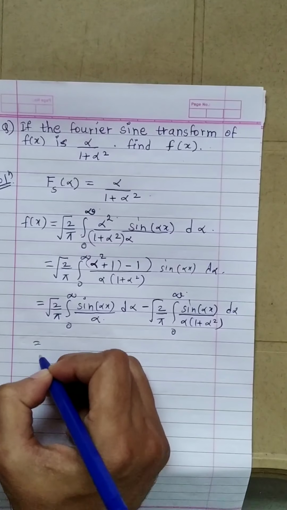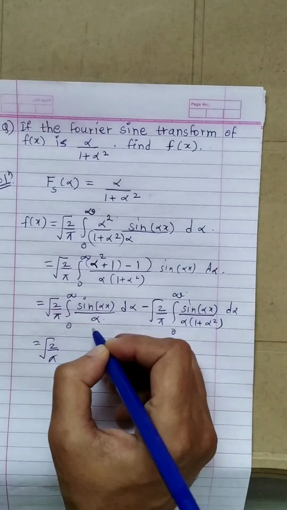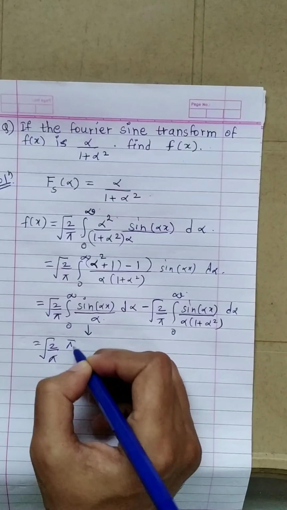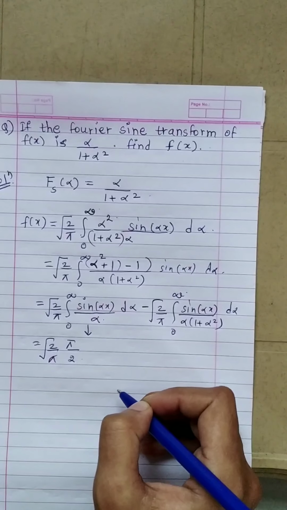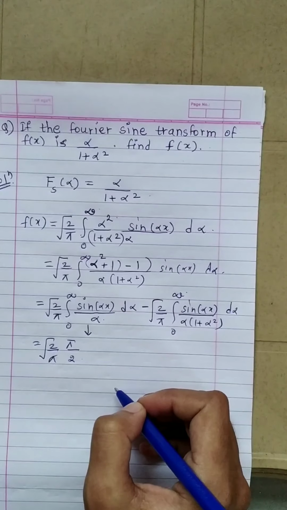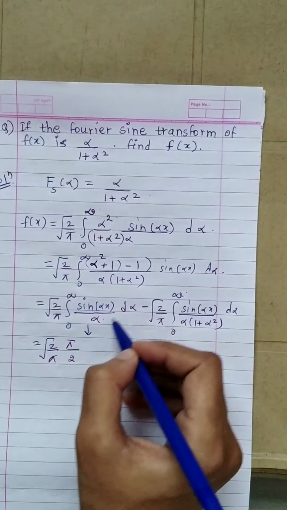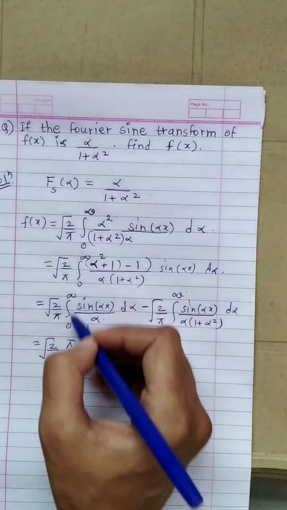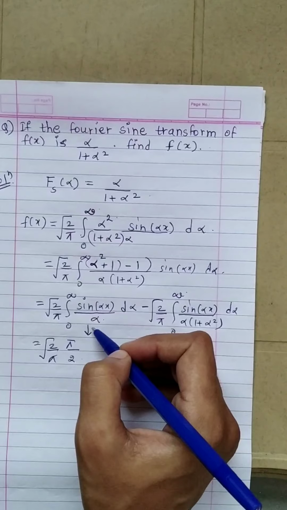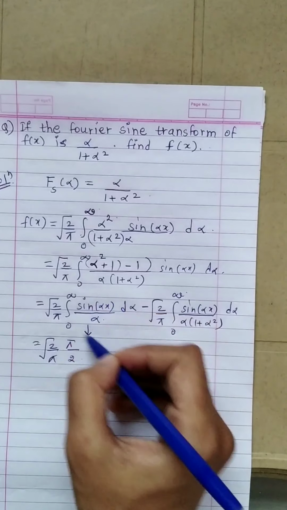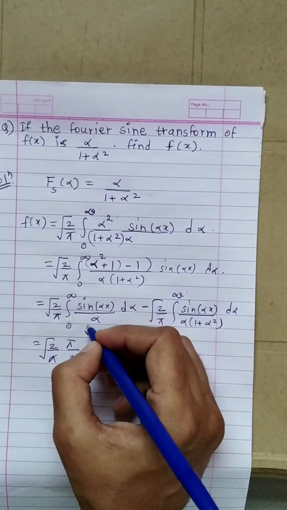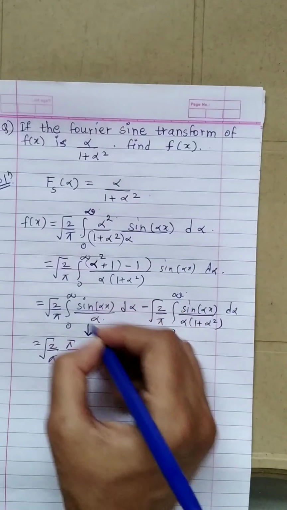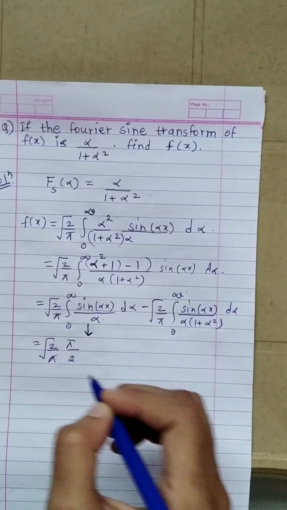We have already seen that this integral is pi by 2 in one of the previous videos. While solving that problem, we evaluated it after finding the Fourier transform by using the inverse Fourier transform. We have evaluated this integral, and the value of this integral comes out to be equal to pi by 2.